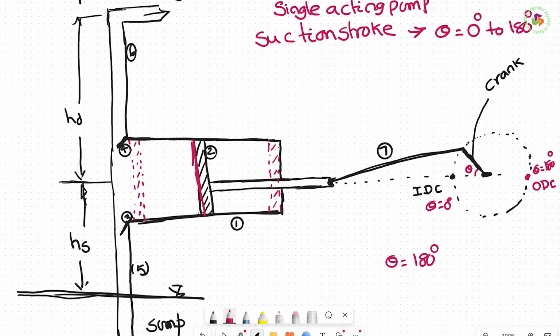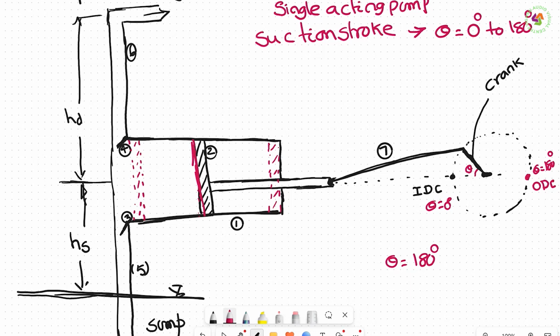When theta is equal to 0, it is the extreme left position. When theta is equal to 180, the piston is at the extreme right position. So from theta is equal to 0 to 180 degrees, the suction valve is open, the delivery valve is closed, and the liquid is being sucked into the cylinder, and the cylinder gets filled with the liquid. This is what we call the suction stroke.